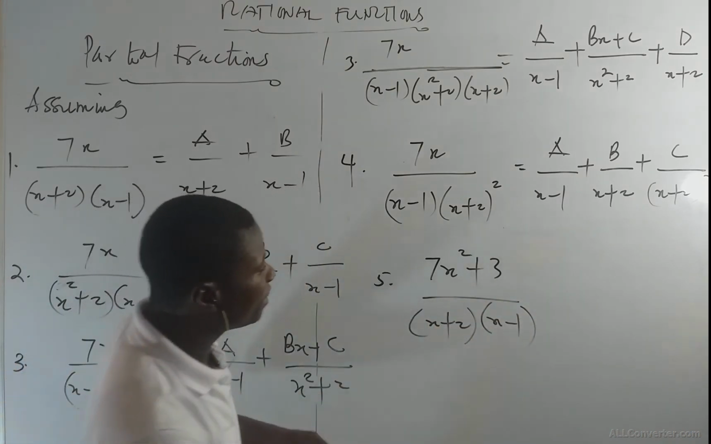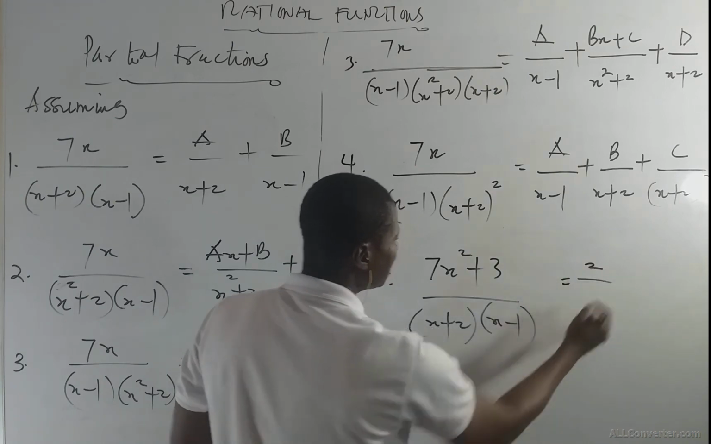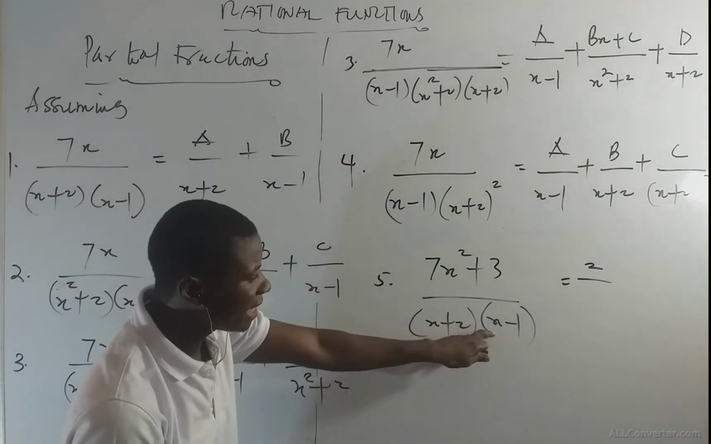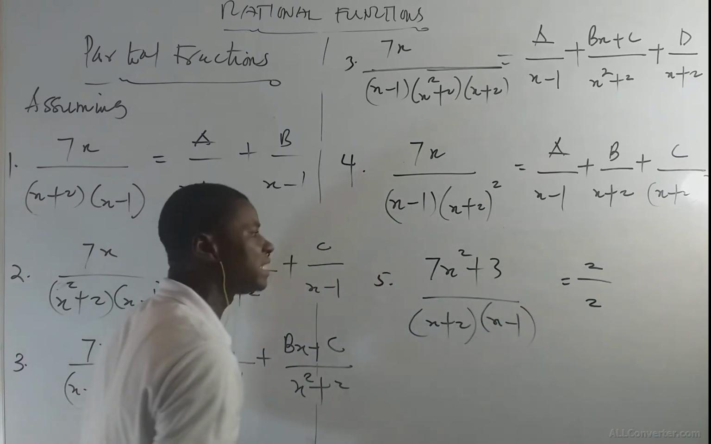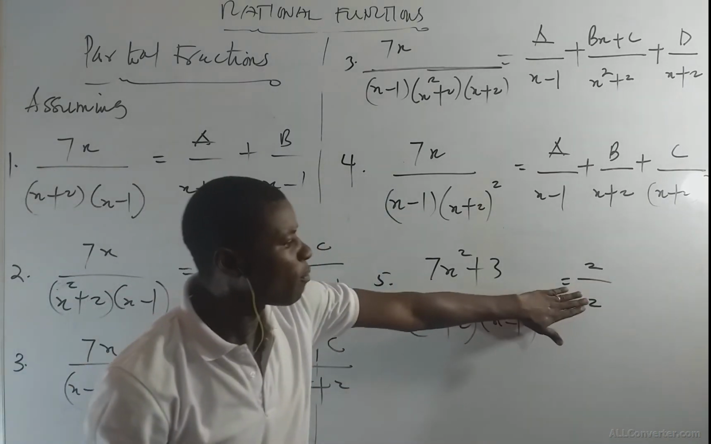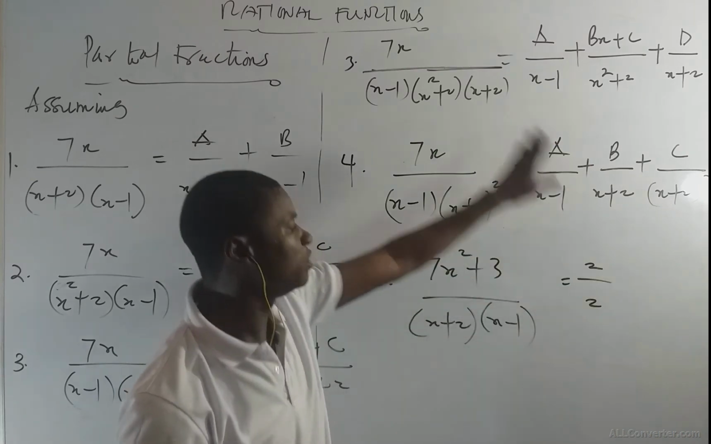The degree of the numerator here is 2. That's the highest exponent. When you multiply this by this, there will be an x squared term. So the degree is 2. You see that it is the same. If it is the same, then it is now an improper fraction. And the way we are going to solve it will be different.